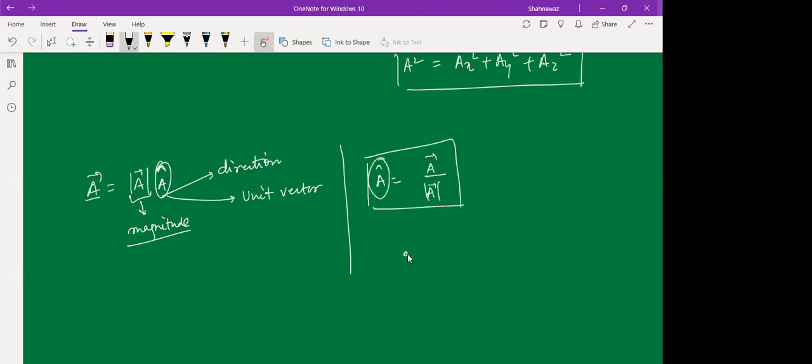So let's say that we have this vector. It has this tail part and this head. And this length is the magnitude. So this is A and this is A hat, right? So this is the geometrical representation of vectors. And then we studied that.